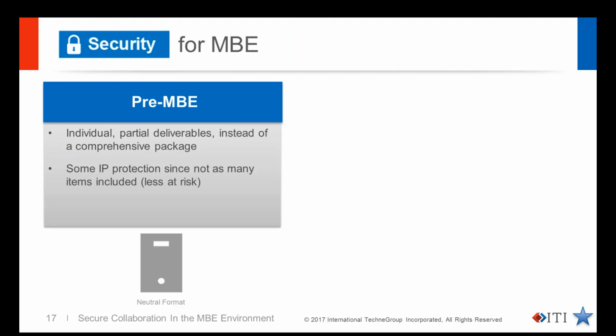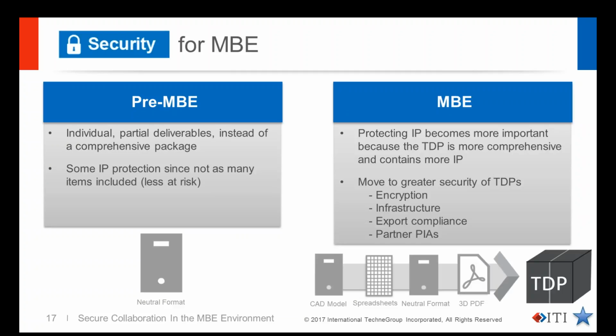In the past, if you were sending a neutral format, that's kind of a partial representation. It doesn't have as much data in it. With the MBE world, again, you're sending more data. The data is more comprehensive. It's more valuable to you. It's more valuable to a competitor or somebody that you don't want to get a hold of it. So it's important to look at the security aspects of exchanging these more robust technical data packages.